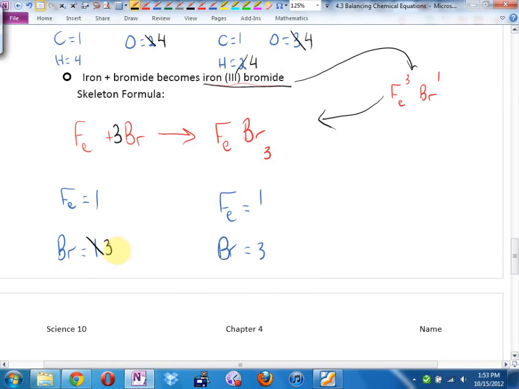So why can you just change that 1 into a 3? I didn't change the 1 into a 3. I put a 3 in front right here, and what that's saying is, okay, if I put a 3 there, how many bromines are there on the left-hand side now? That's why then I changed the 1 to a 3. You add coefficients to the top skeleton equation, but then you make sure you adjust the numbers of each atom, and you're trying to get everything to balance.